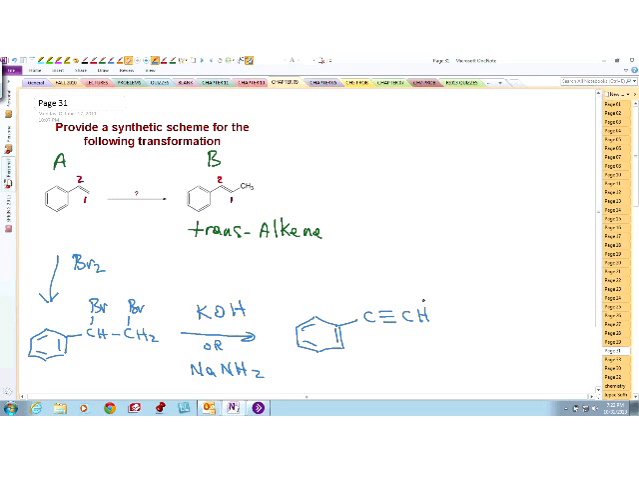Okay, so once you form that alkyne, then what do you do? What do we do now? Okay, we form the acetylide. I say step 1, sodium amide. That gives the acetylide. Then step 2, I do the alkylation. And that will give us this here.